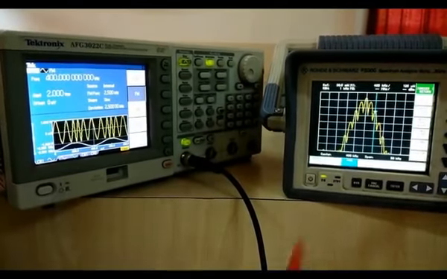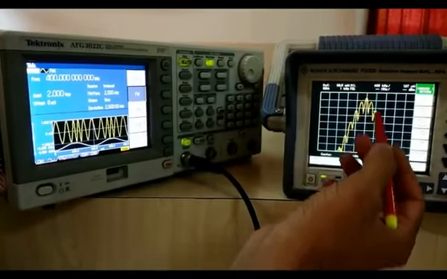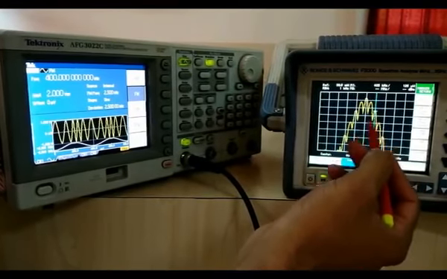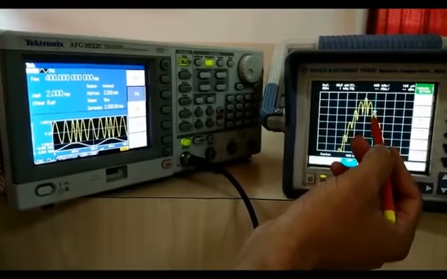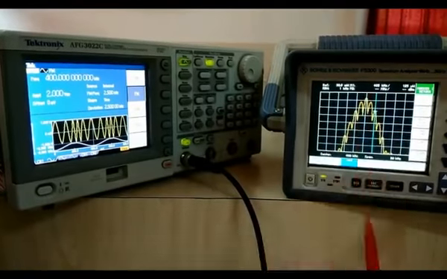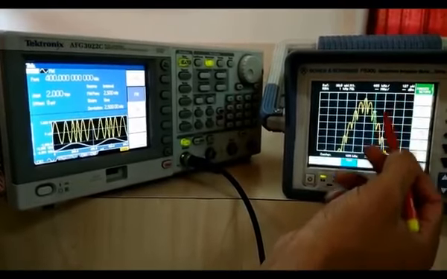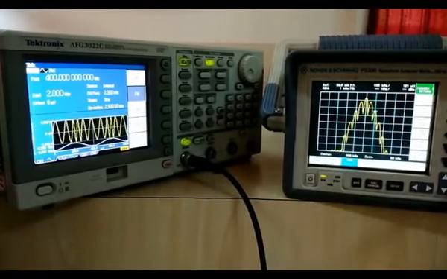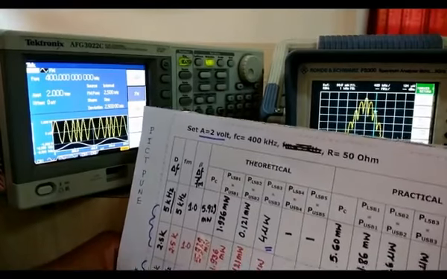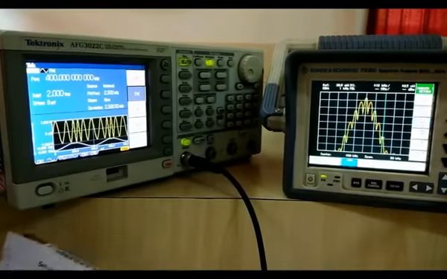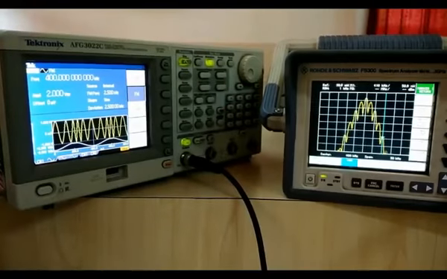If you see the second upper sideband, this is going to be at 405 because it will be 2.5 plus 2.5 kilohertz. The separation from here to here is 5 kilohertz, that is 2 FM. The power associated with this sideband is 125 microwatt, and earlier it was 126 microwatt. Like this you can verify the other sidebands.